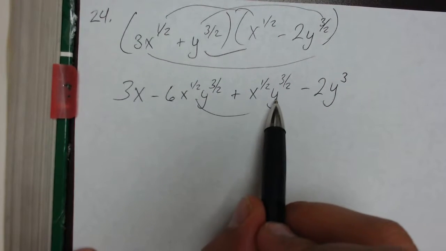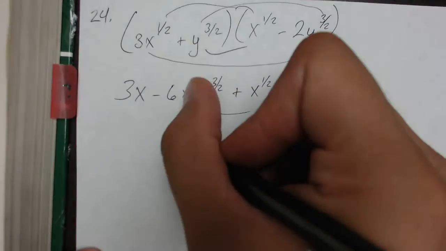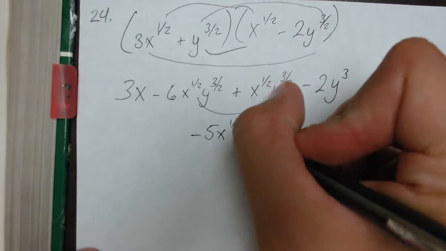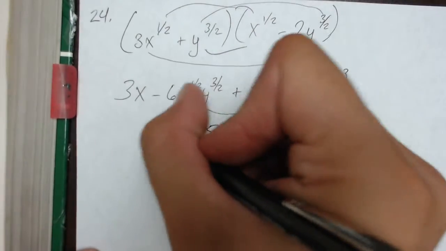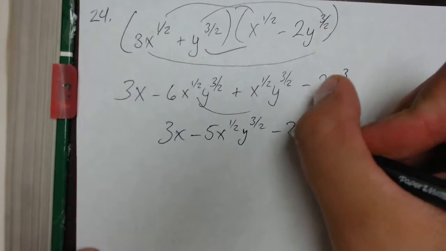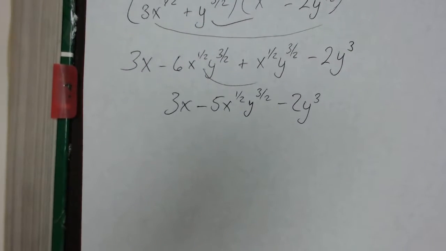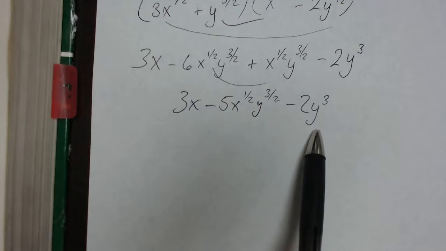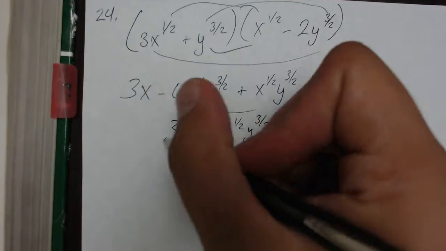So x to the 1/2, y to the 3/2, these are like terms. So what's negative 6 plus positive 1? We get negative 5 x to the 1/2, y to the 3/2. And that is our final answer. So this is as simple as it will get. We've combined all of our like terms, we've properly FOILed, and we've properly added our exponents.